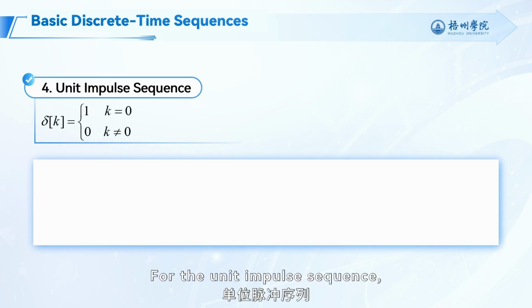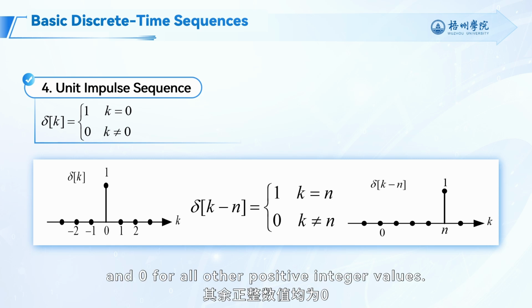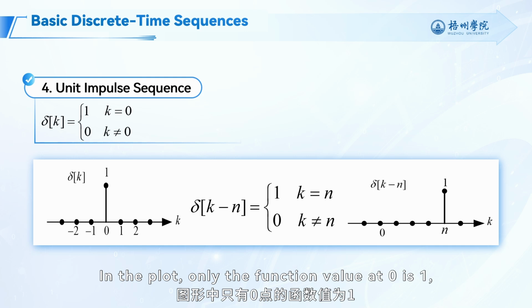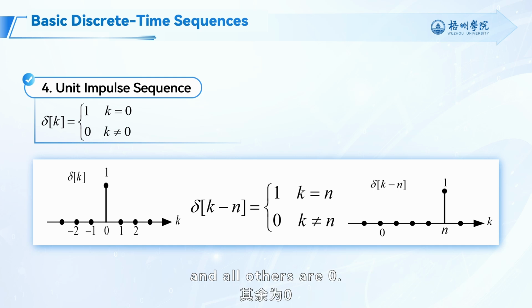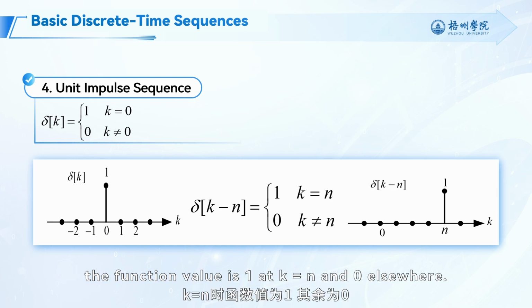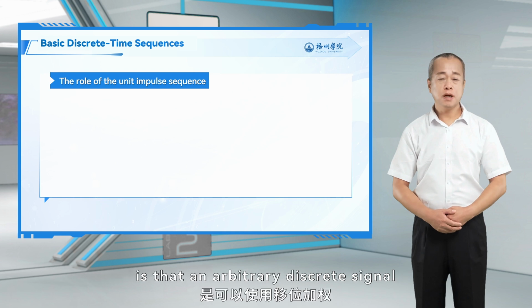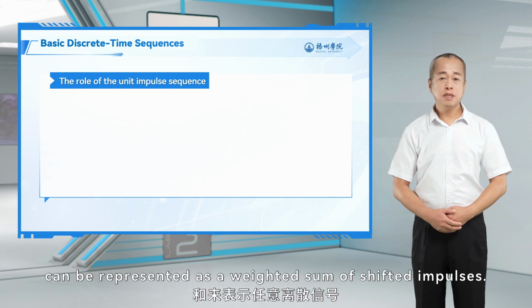For the unit impulse sequence, the value is 1 at k equals 0, and 0 for all other integer values of k. In the plot, only the function value at 0 is 1, and all others are 0. When the unit impulse sequence is shifted by n units, the function value is 1 at k equals n and 0 elsewhere. The role of the unit impulse sequence is that an arbitrary discrete signal can be represented as a weighted sum of shifted impulses.